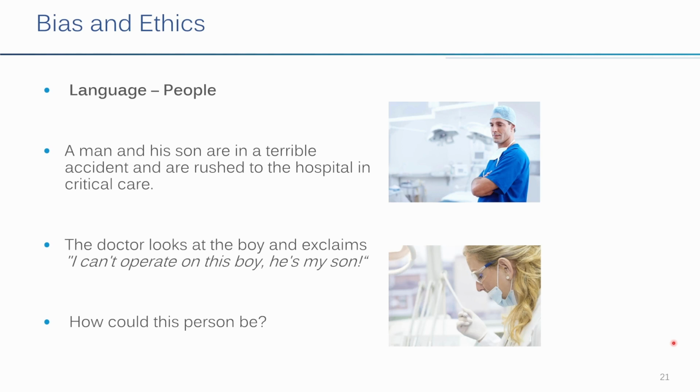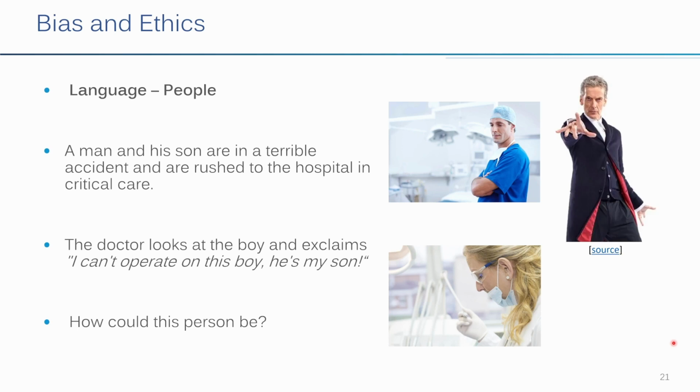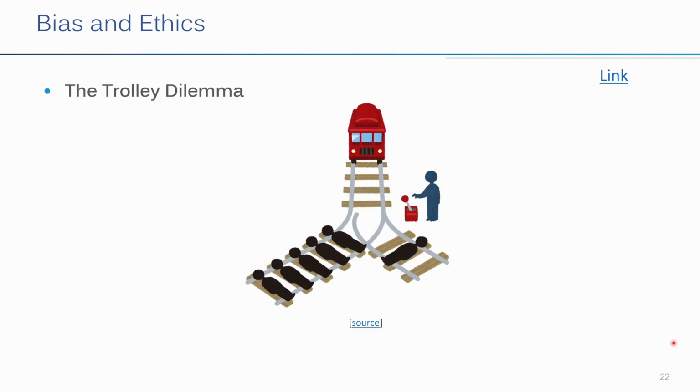So depending on the language that you have, you might also be embedding your own, let's say, cultural beliefs in that. And then also, of course, this doctor can also be this one right here, but let's skip that. And then another example of how ethics and bias are related to our decisions. We can pretty much show the trolley dilemma. I think it was MIT, and I think this link here will point to MIT if I remember correctly.